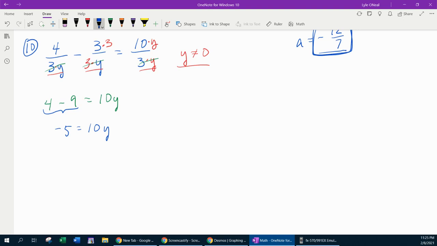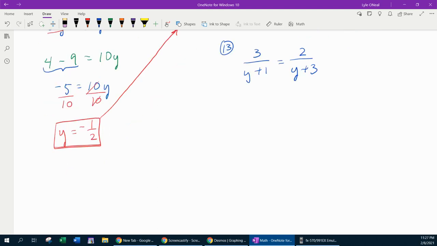And then I need to divide by the coefficient of the variable. We're going to divide both sides by 10. And you do need to reduce to lowest terms. Negative 5/10 reduces to negative 1/2. That does not violate the restriction. So this indeed is the solution.